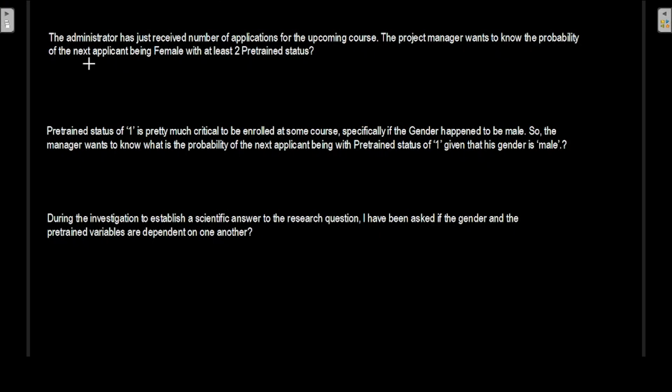The first question we are asked is the following: the administrator has just received a number of applications for the upcoming course. Now the project manager wants to know the probability that the next applicant is going to be female with at least a pre-trained status of 2. We could consider X to represent the gender and Y to represent the pre-trained status. At least means it could be 2 or 3 as well.